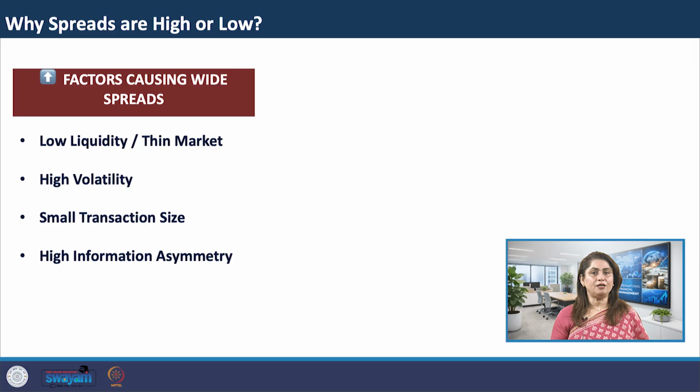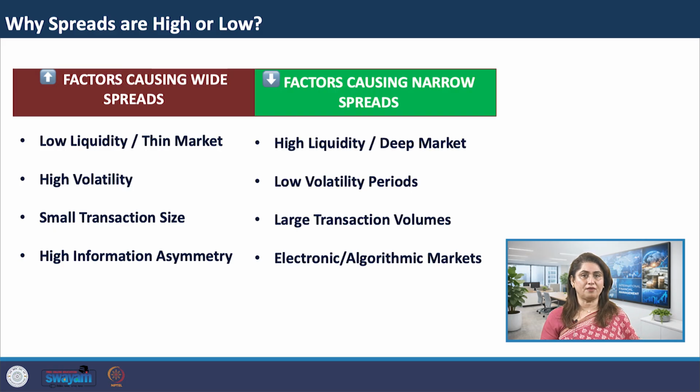Finally, high information asymmetry also increases spread. If the dealer feels that the counterparty may have better market information, the bank widens the spread to guard against adverse selection risk. Now let us look at the factors that cause narrow spreads.